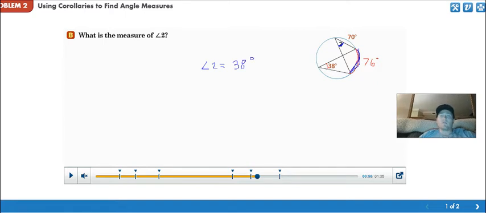Remember, this was one of our other corollaries, which said that if two inscribed angles are facing the same arc, then both of those inscribed angles are going to be congruent. In this case, yes, they are congruent. They both equal 38 degrees.